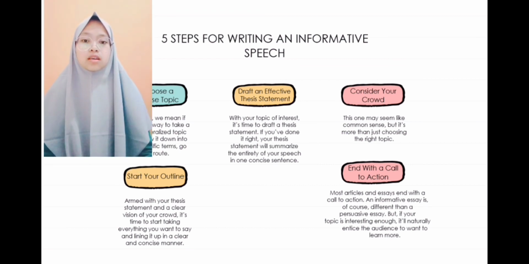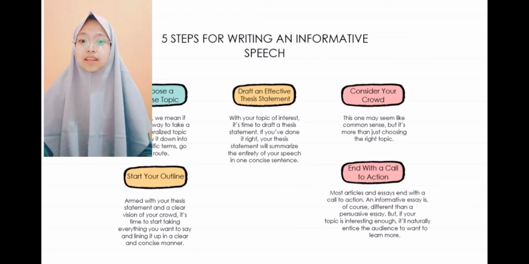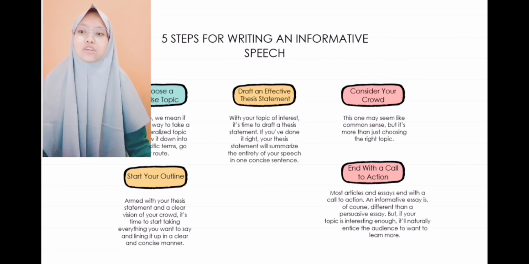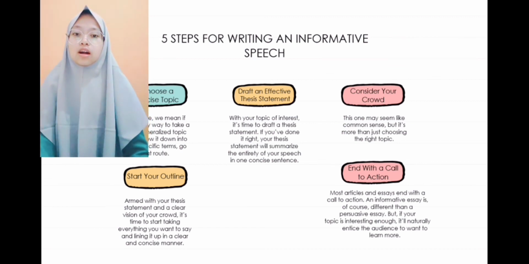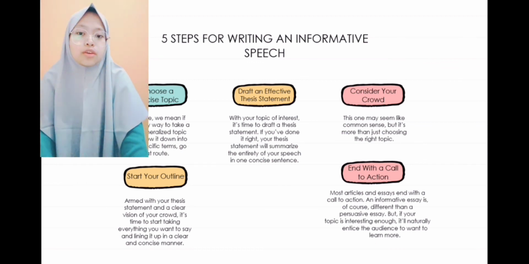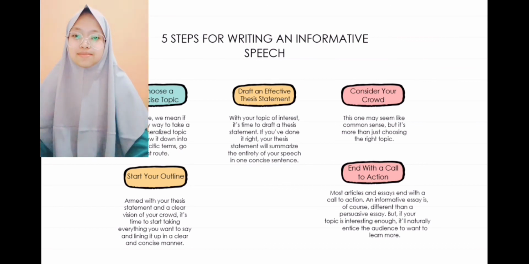The third one is consider your crowd. This one may seem like common sense, but it's more than just choosing the right topic. You also want to write an informative speech with language that's simple. Try to forego too many complex terms or inflated language when simple terms will do. The fourth is start your outline. Armed with your thesis statement and a clear vision of your crowd.